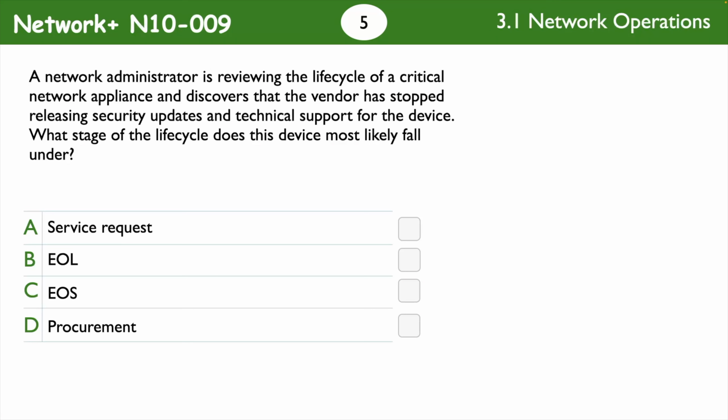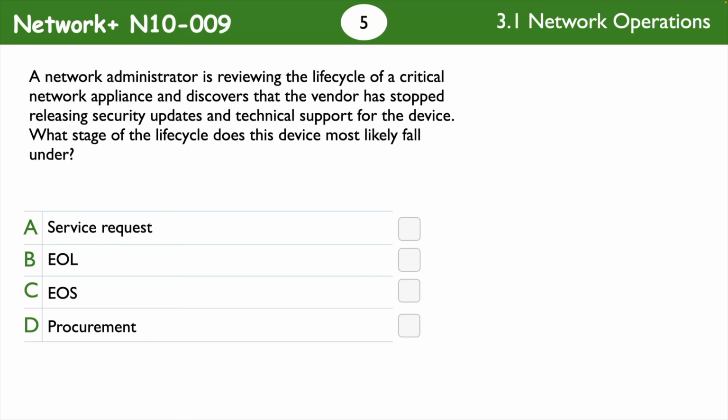All right, so let's look at the key phrase. I would say there's two of them here. The first one is going to be stop releasing security updates. And the second, I would consider technical support. Okay, so let's go ahead and do the process of elimination.